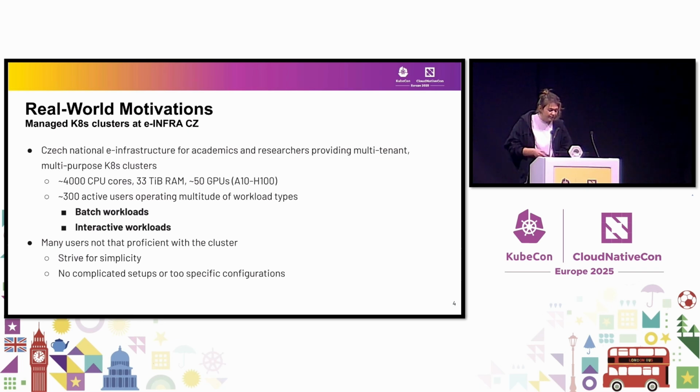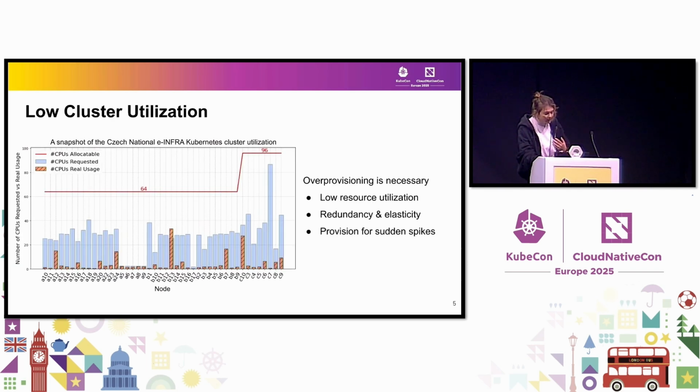These clusters feature around 50 GPUs of various types and around 300 active users that operate different kinds of workloads that generally fall into two categories: batch workloads or interactive workloads. In operations, we aim for simplicity and some level of general applicability because of this variety of workloads, but also because by far not all users are proficient with containers, Kubernetes, or generally complex setups. Now I will present 3 insights from our infrastructure.